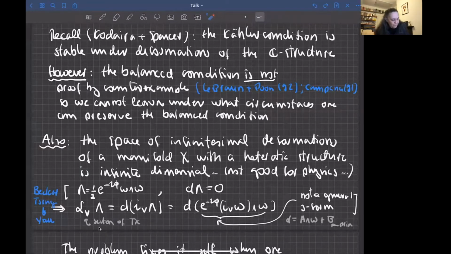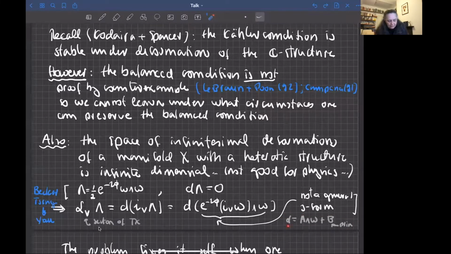And because this is closed, a computation says that this Lie derivative is given by the derivative of the insertion of V on the four form, right? But then this insertion on V, if you just compute it, apart from the conformal factor, you get a one from here, wedge omega. But this is not the most general three form, right? A general three form is of this form here, right?